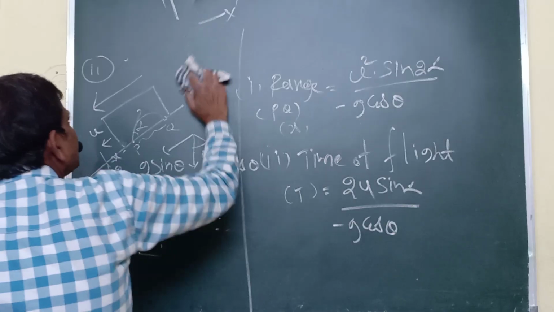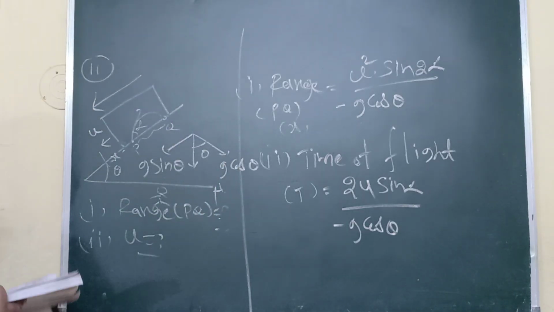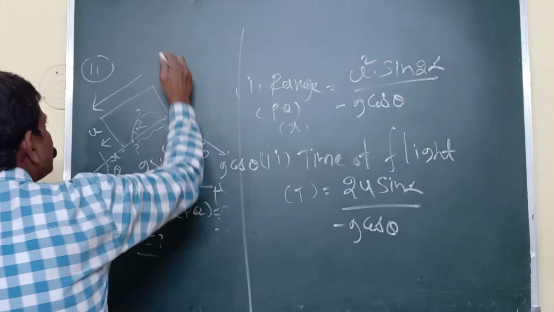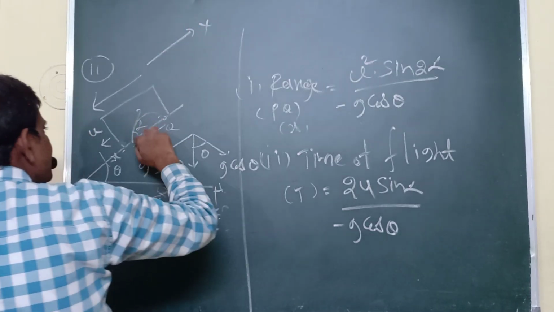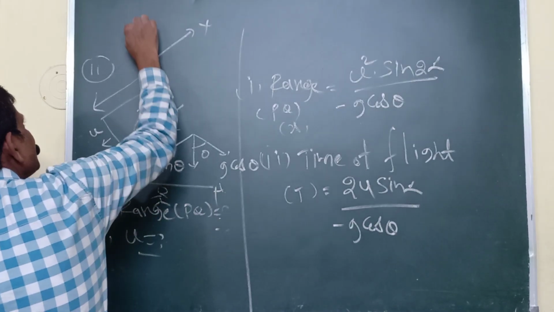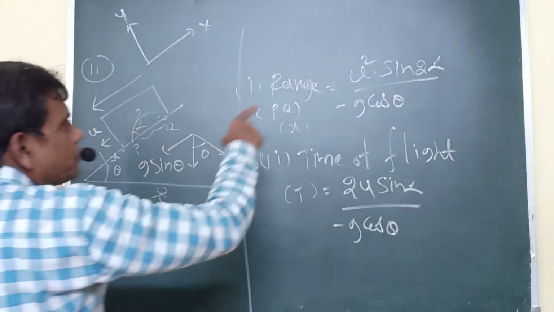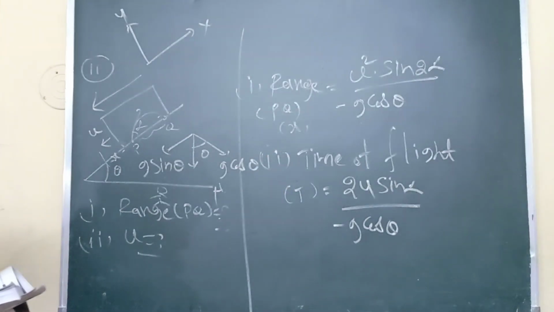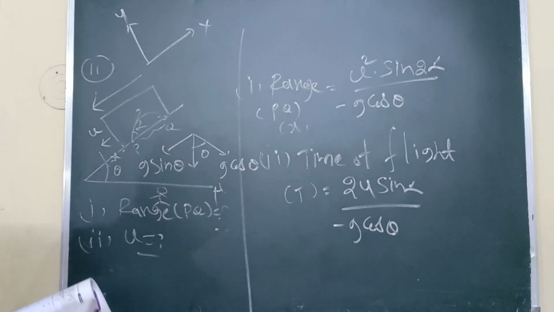Because we want to explain the motion of the ball, I am taking that. First you take the ball. In the first case, the ball is moving like this, so this is the x-axis in this direction. What about this? Y-axis. That's all. So what happens? U square sin 2 alpha by g cos theta. Correct. In this case also minus g will come. So again, u square sin 2 alpha by minus g cos theta. Correct.